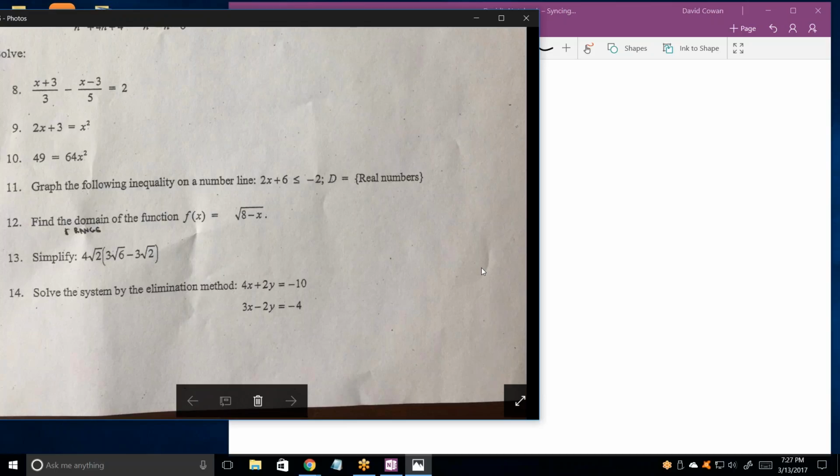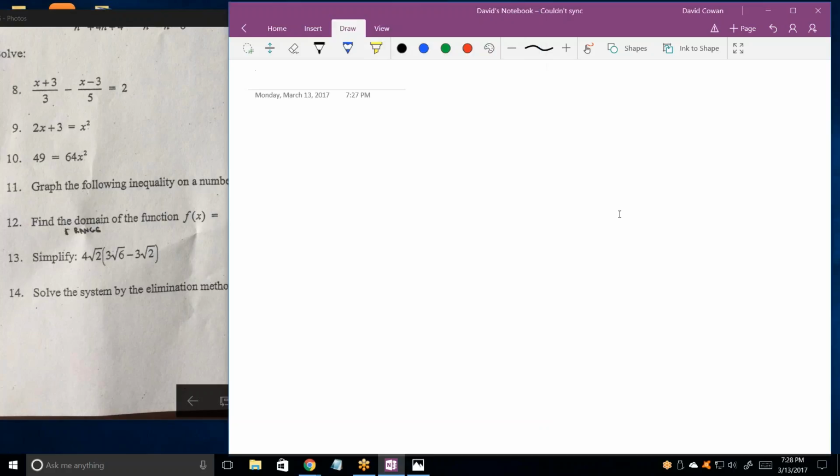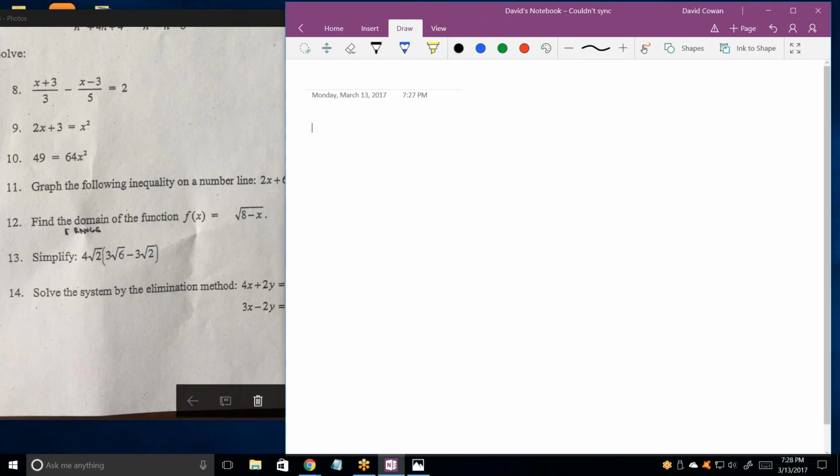All right, we don't have much time left. Let's do 12 instead of 11, where we have to graph it. We only have 2 minutes, and 12 I can do in 2 minutes.